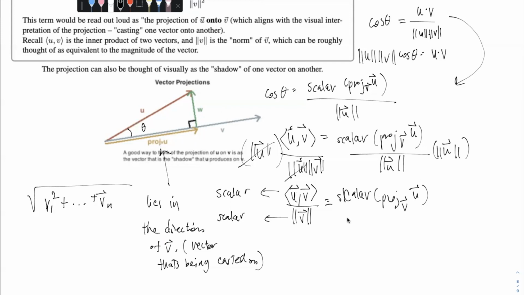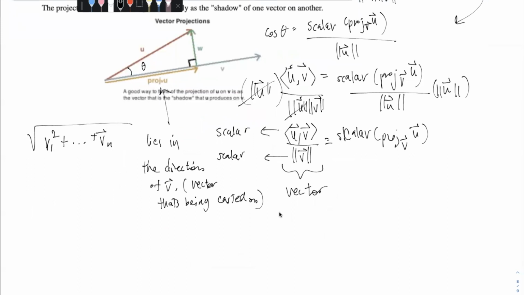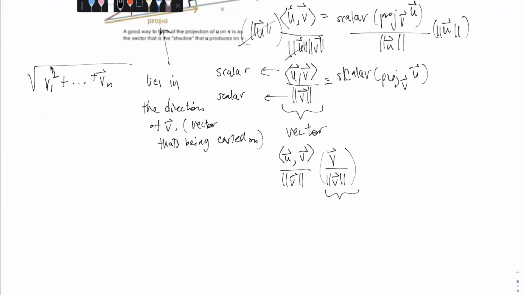So what we want to do to convert this quantity here into a vector is to multiply this quantity by a unit vector that lies in the direction of V. So we get that vector V over the norm of V. And this is something called normalization, where the magnitude of this vector is now 1.